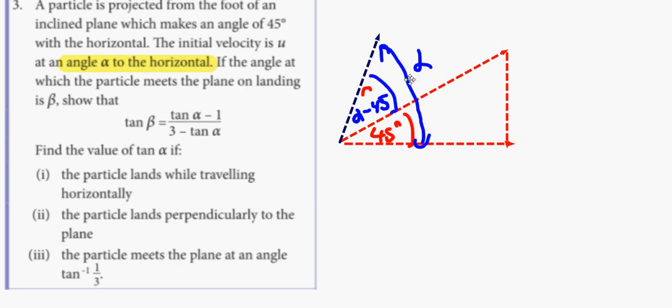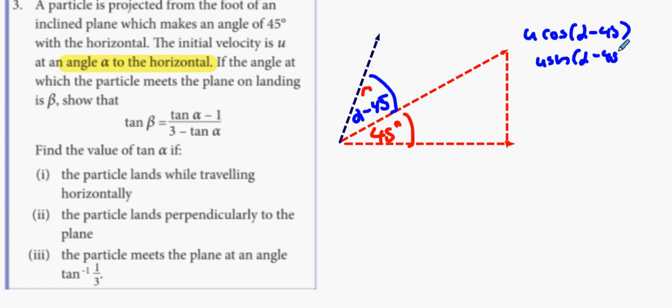So if I establish my throwing angle straight away, it's going to be the usual. It's going to be u cos alpha minus 45 and u sine alpha minus 45. That one for parallel, that one for perpendicular. All right. So we established that early on.